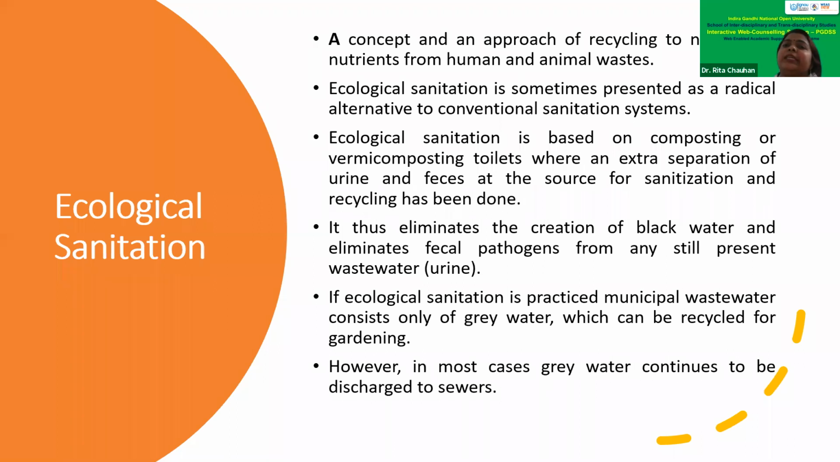Ecological sanitation is presented as a radical alternative to the conventional sanitation system. It is based on composting and vermicomposting toilets, where there is a separation of urine and feces at the source. So when we say ecologically, we are looking from a different perspective. We are not only managing the waste, we are also looking at it as a resource, and how we can do resource recovery. For example, from agriculture waste or human waste, how we can have manure, how we can do vermicomposting, how we can use earthworms, how we can turn plant litterfall into manure. These are all things we will understand in a short while.